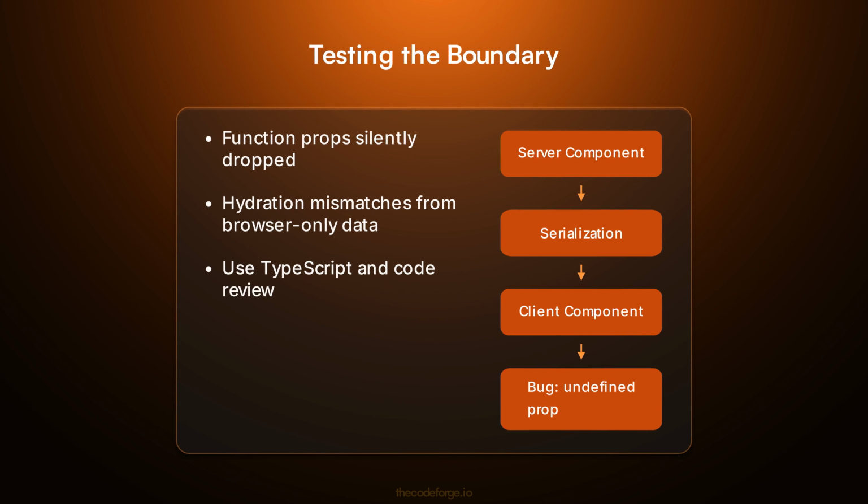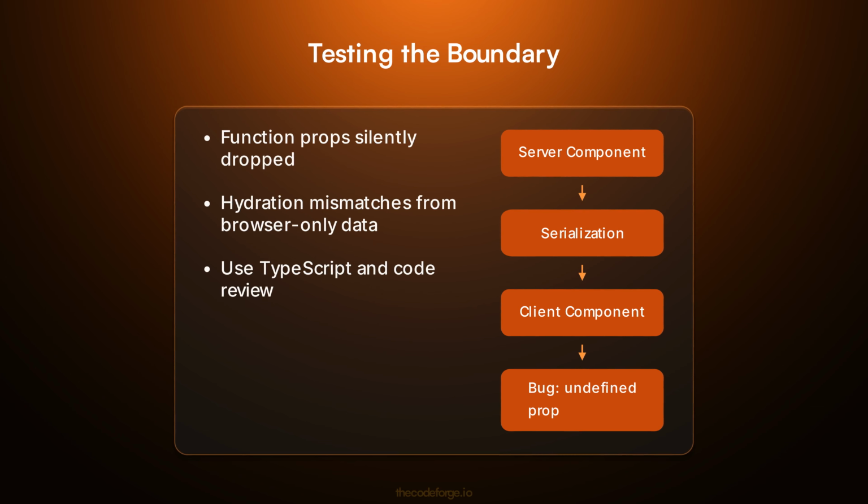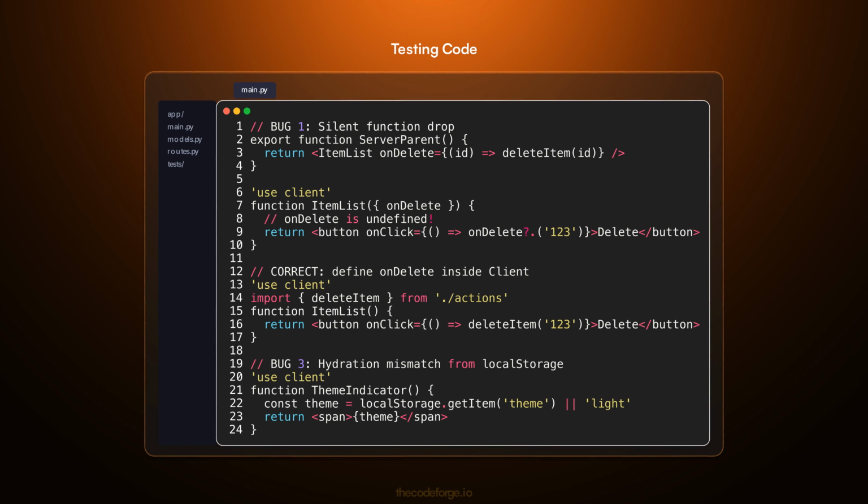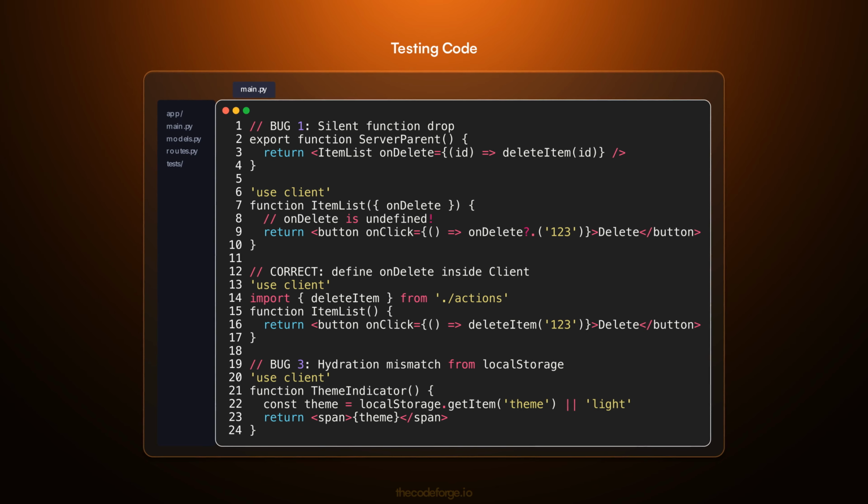Common boundary bugs include silent function drops and hydration mismatches. Always define functions inside client components and avoid browser-only data during render. Here are two bugs: a function prop that's silently dropped, and a hydration mismatch from reading localStorage during render. The fixes are to define functions inside client components and use useEffect for browser-only data.